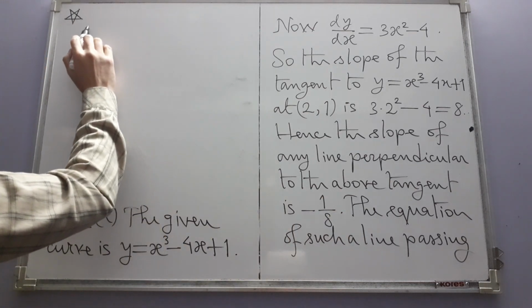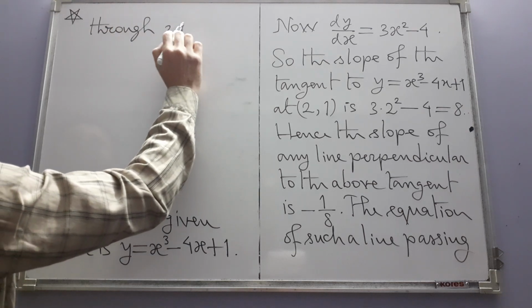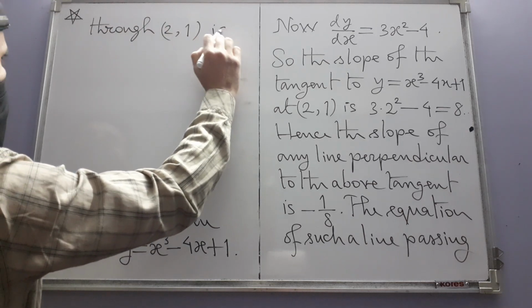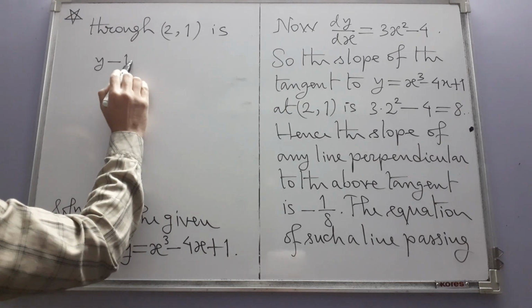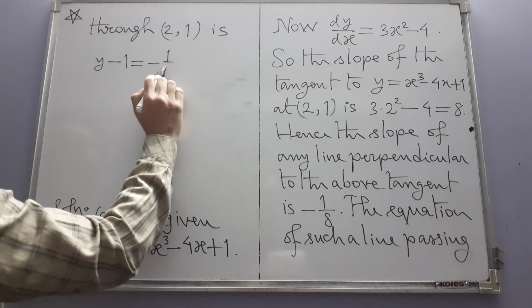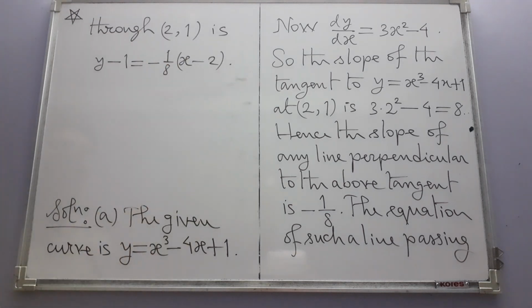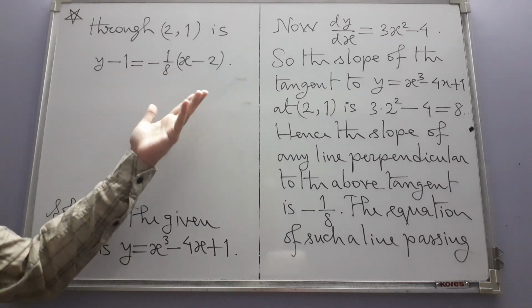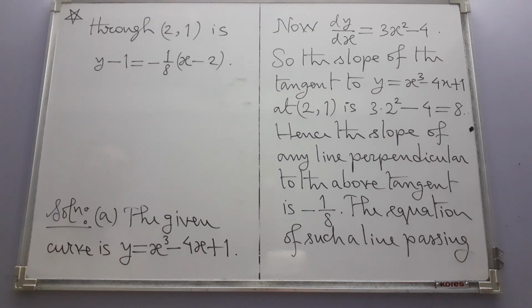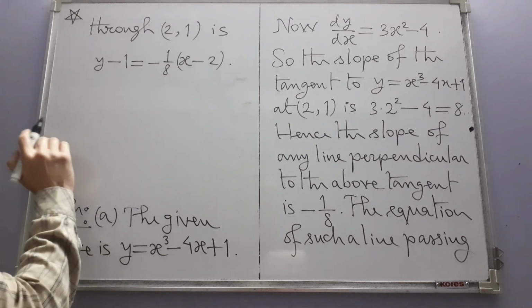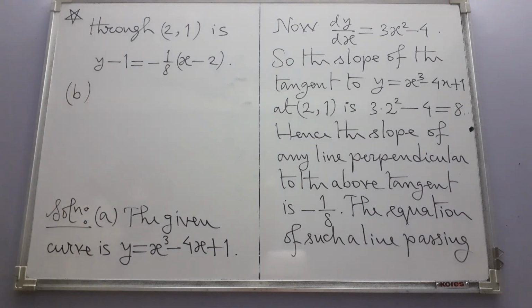Line passing through (2, 1) is y minus the y coordinate equal to the slope times x minus the x coordinate. So I am just going to leave it like this. You can do the simplification, whatever you want to do with this equation, however you want to represent it ultimately. We instead go to part B.